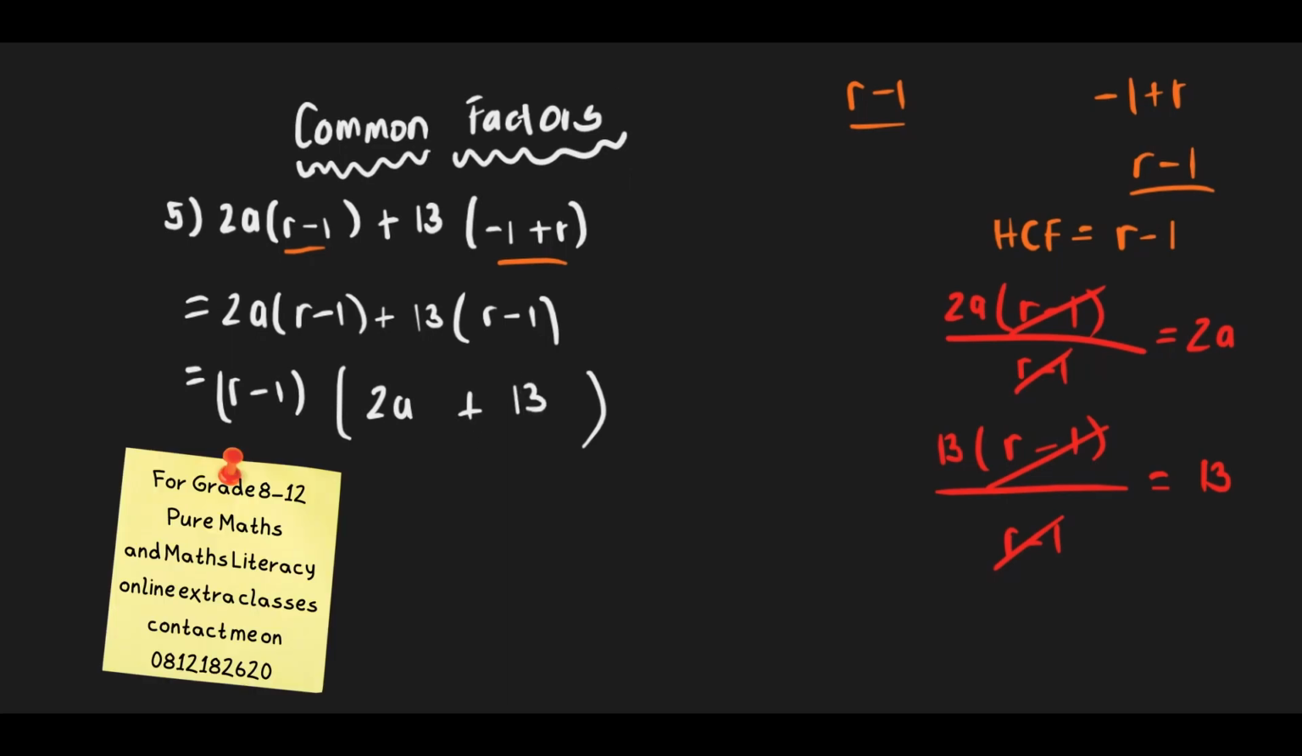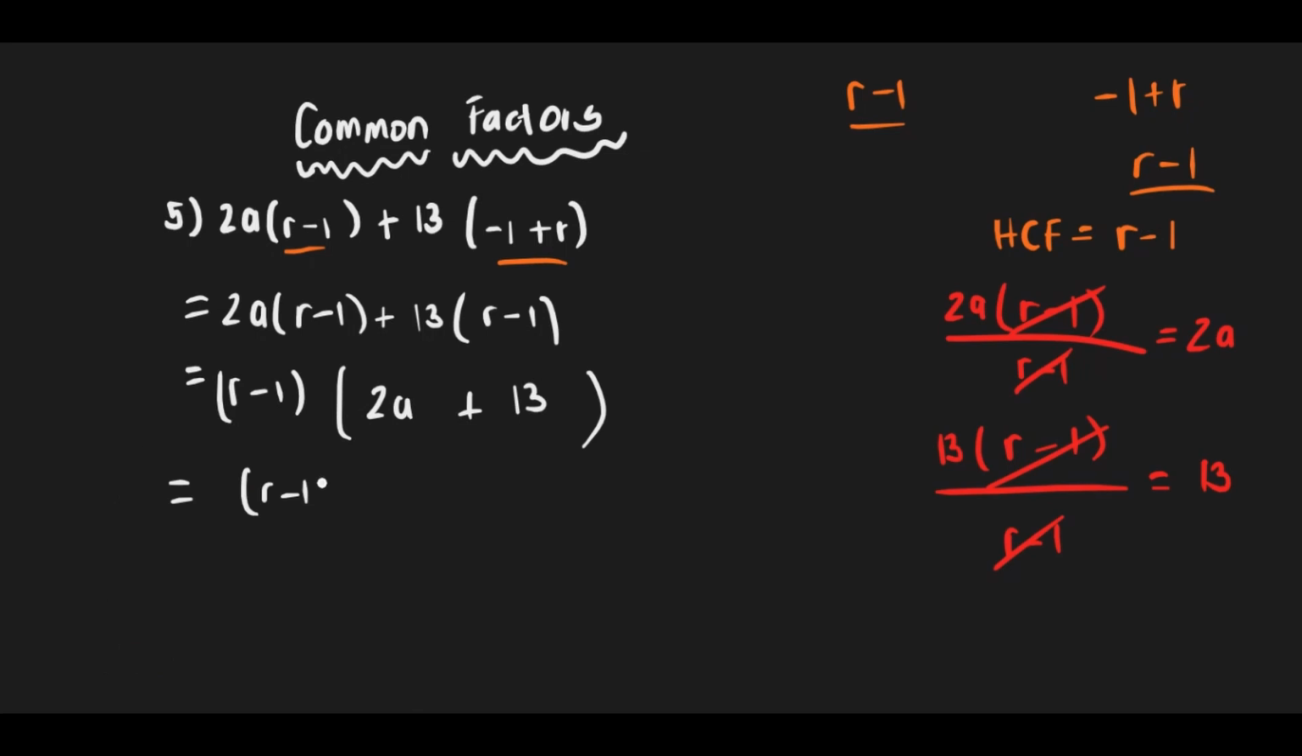Let me write it properly. So it's going to be r minus 1, open bracket, 2a plus 13. So this will be your final answer.